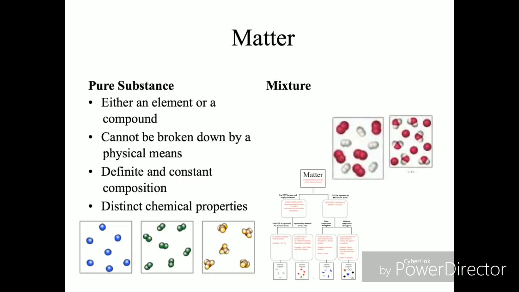Now you cannot break down pure substances by physical means because the particles, if they are combined together, will be chemically combined. Now, pure substances always have definite and constant composition. So, for instance, water is H2O, or 2 hydrogens and 1 oxygen, and hydrogen peroxide is H2O2, or 2 hydrogen and 2 oxygen. Different pure substances will have different formulas and different names and different properties.